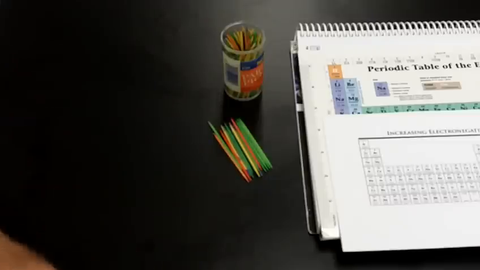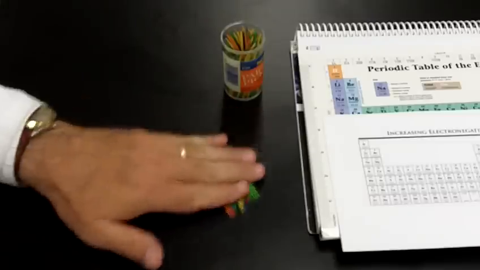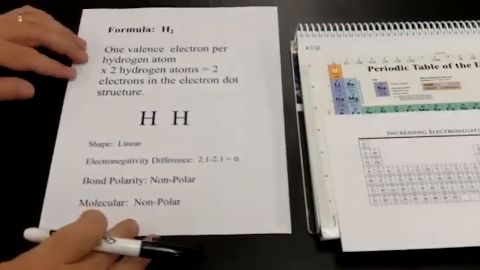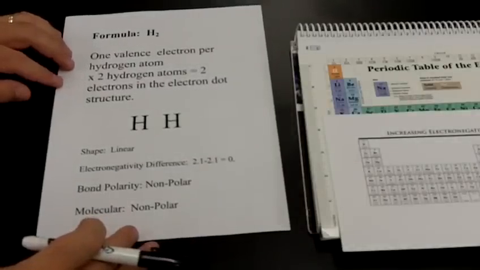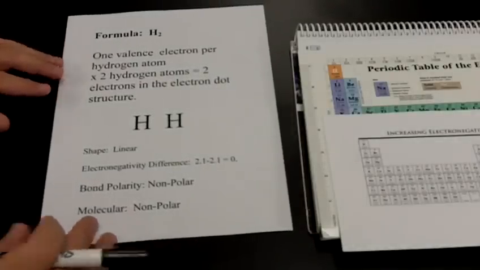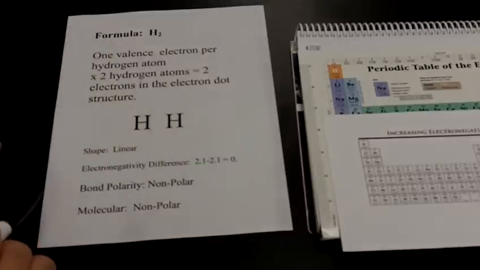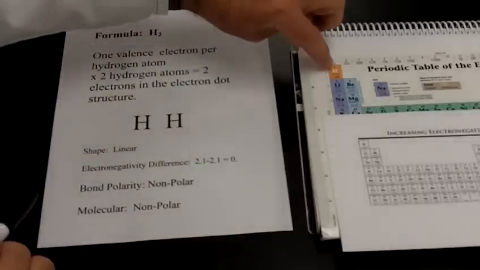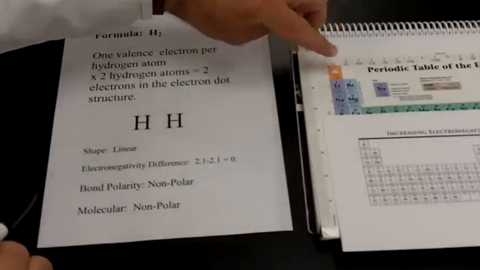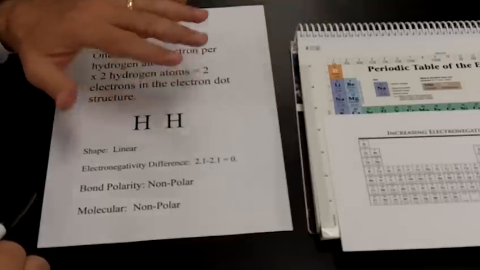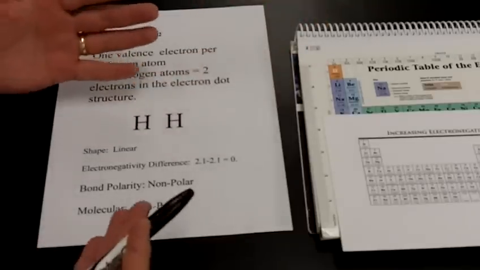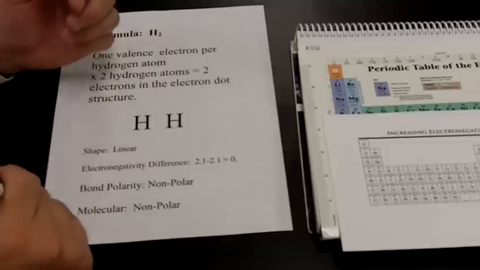Let me get these spheres out of the way so we'll have some room to work. But we're going to start with the simplest compound or molecule that is in existence, and that is hydrogen gas, or H2. Now, hydrogen is composed of two hydrogen atoms, and each one of these hydrogen atoms brings one valence electron to the electron dot structure. I need the electron dot structure to help me to understand what the three-dimensional structure of this molecule looks like.